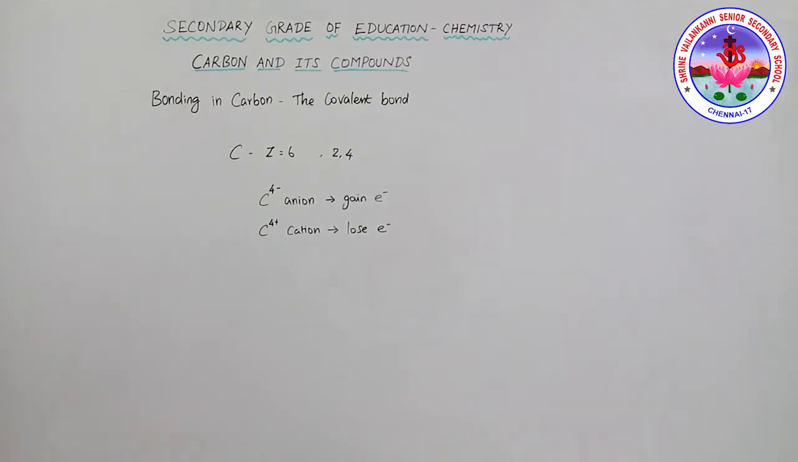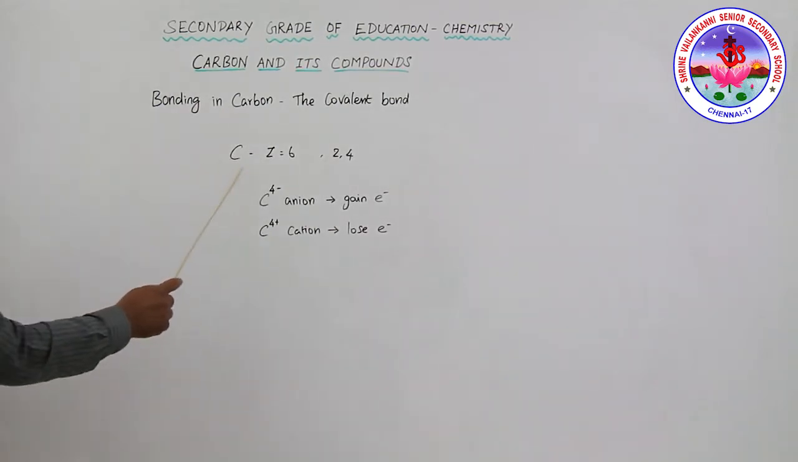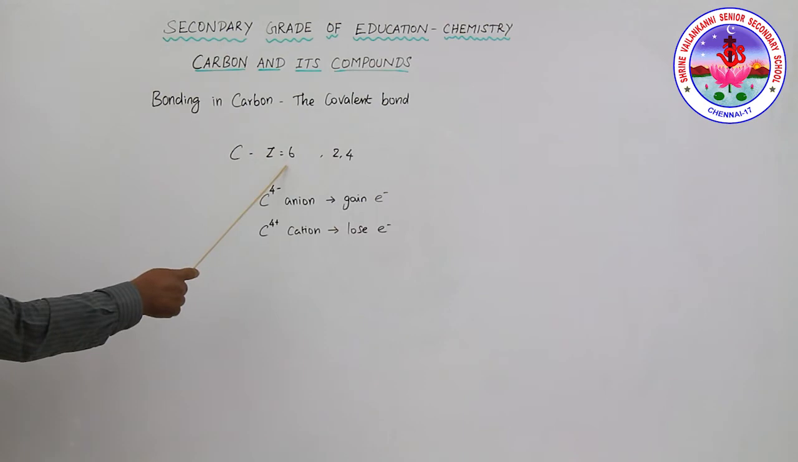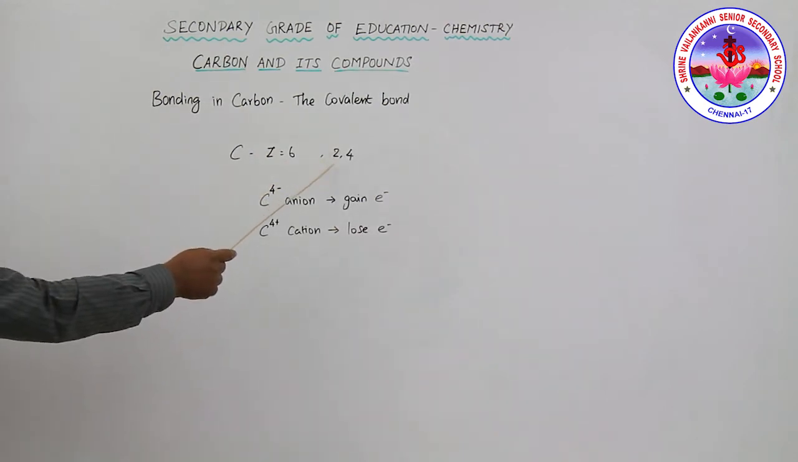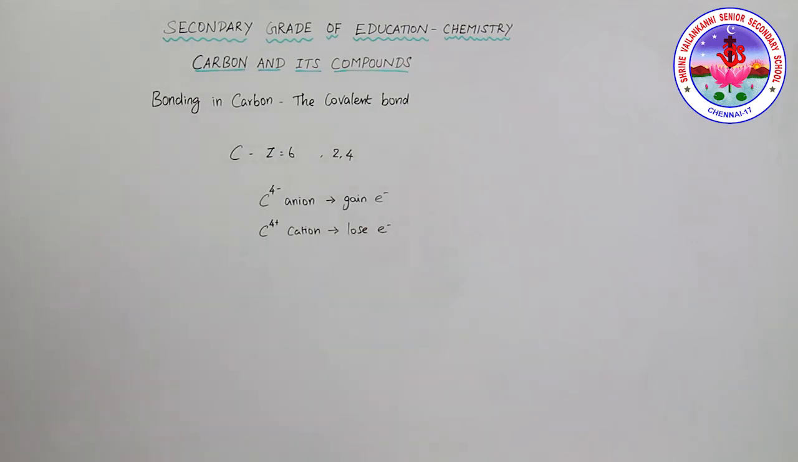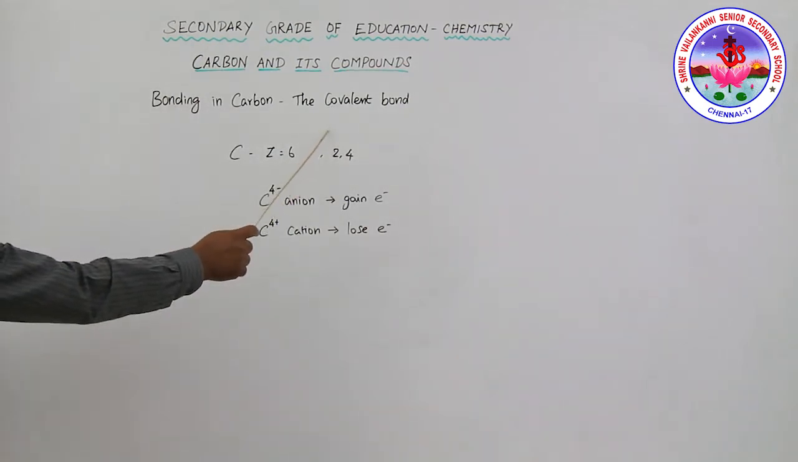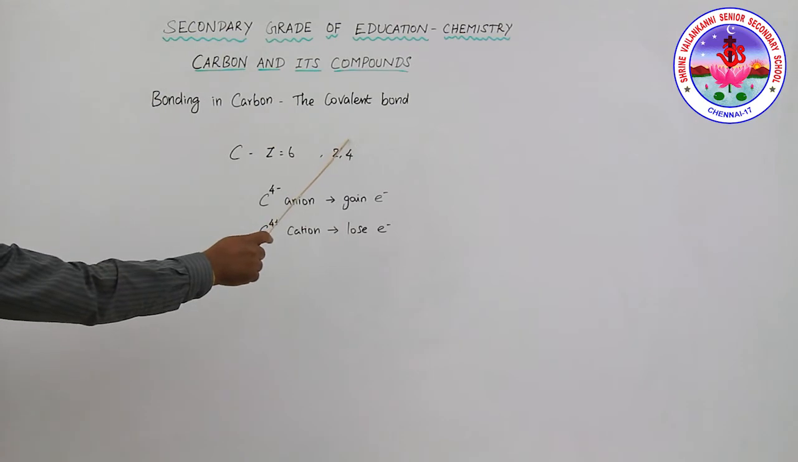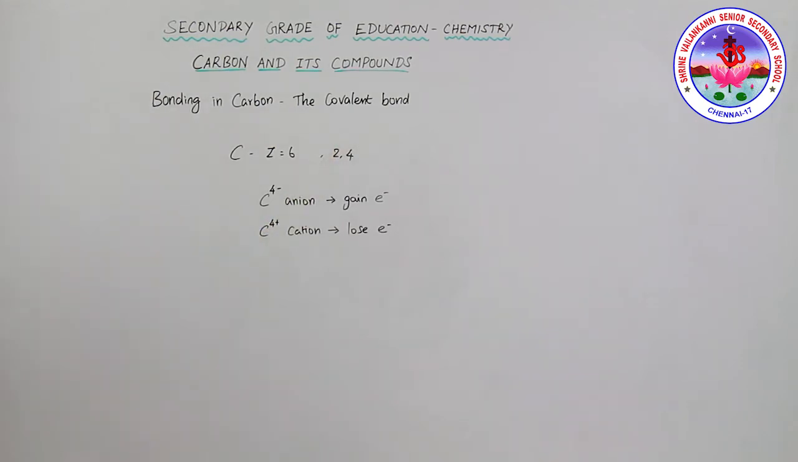See, we already learned that the combining capacity of the various elements depends on the number of valence electrons. Now, just write the electronic configuration of carbon. The atomic number of carbon is what? 6, and the electronic configuration will be 2, 4. So the K shell has 2 and the L shell has 4 electrons.